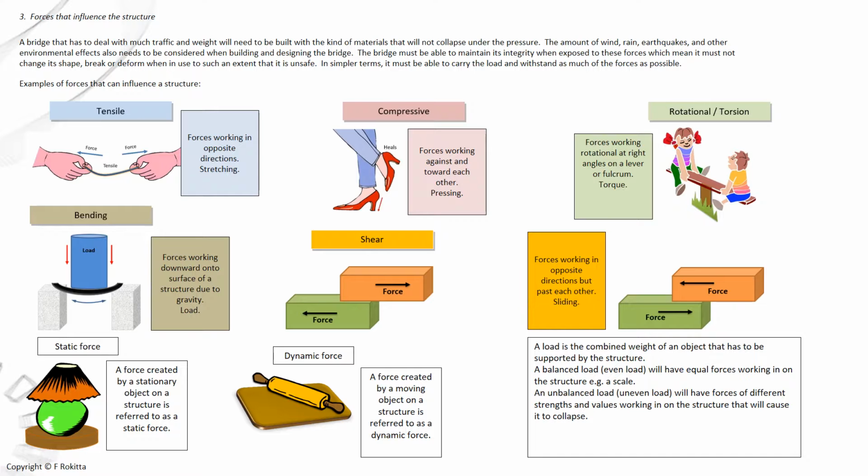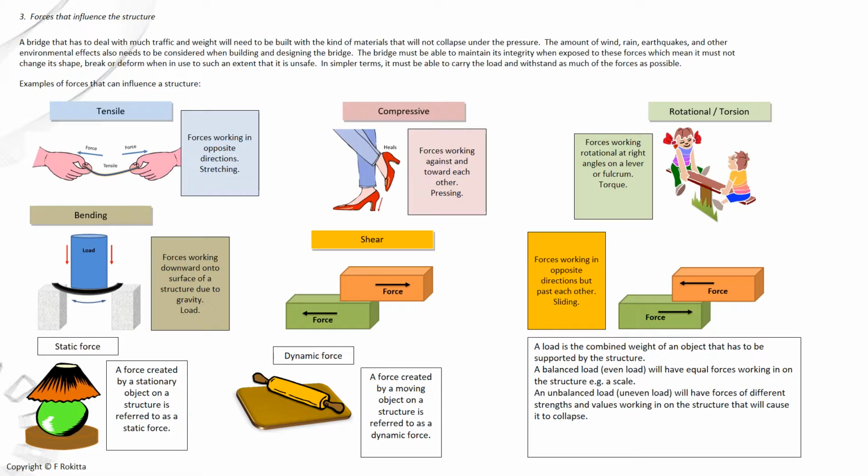Bending forces are forces working downward onto a surface of a structure due to gravity, and this is caused by the load. Shear forces are forces working in opposite directions but past each other, like sliding. Think about an ice skater or figure skater on ice. A static force is a force created by a stationary object on a structure, and a dynamic force is a force created by a moving object on a structure.